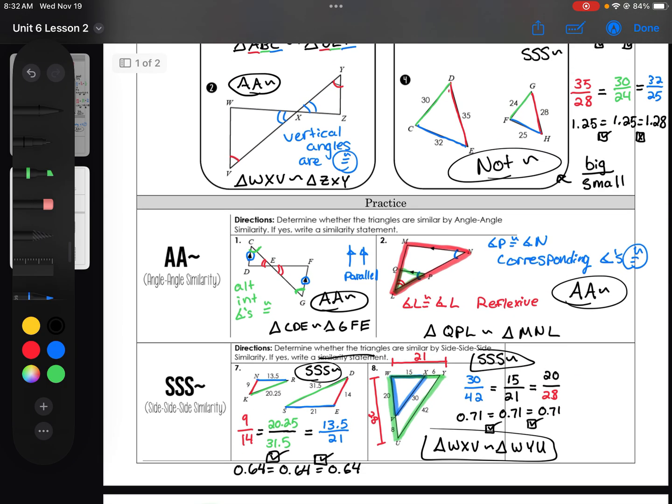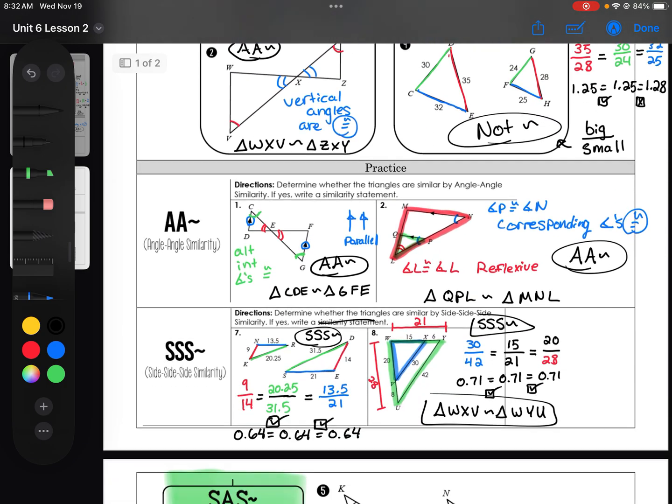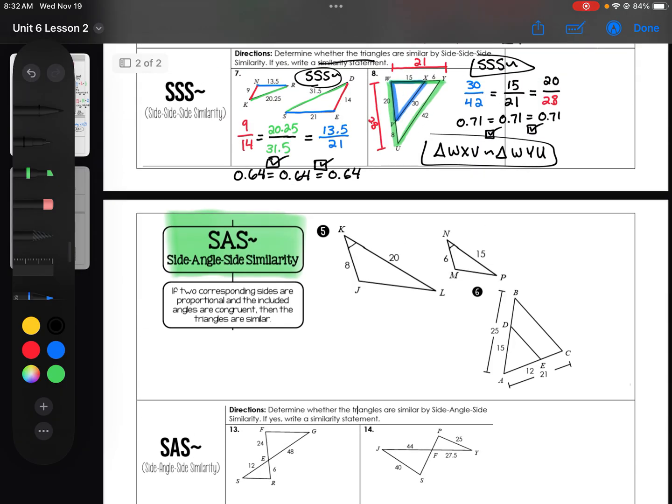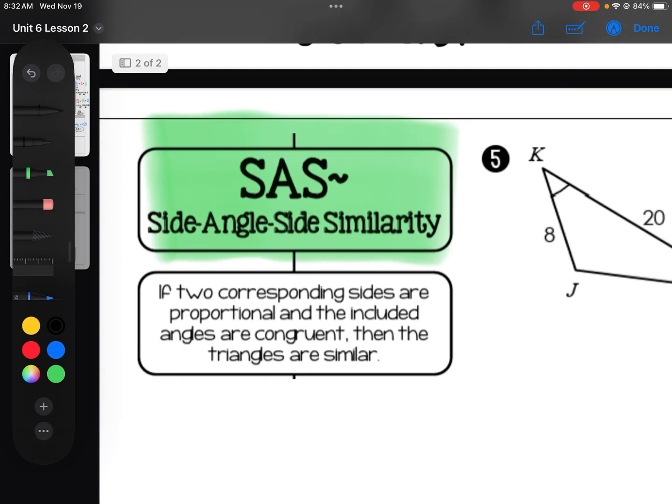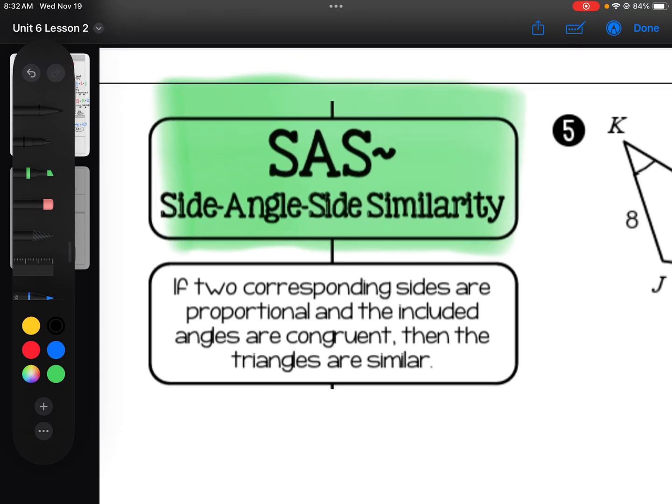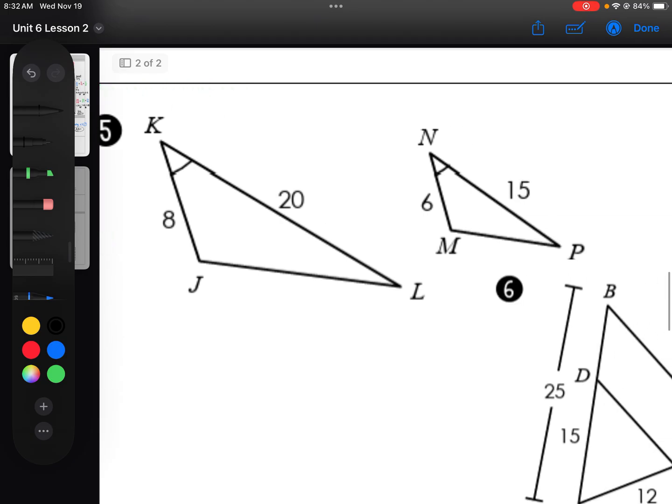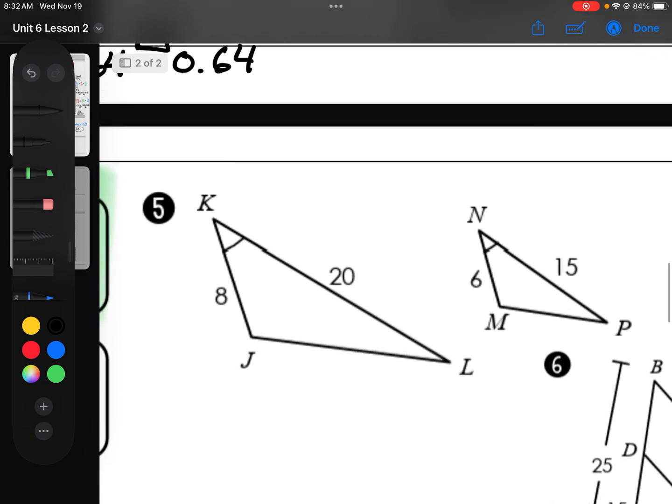Pause the video if you missed any of that because I know it's a lot to get through. We're going to go ahead and move on to the back side here. We want to talk about side angle side similarity. So side angle side similarity says if two corresponding sides are proportional and the included angles are congruent, then the triangles are similar. So we want to look here at number 5.